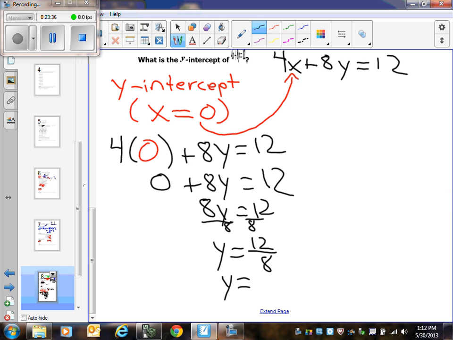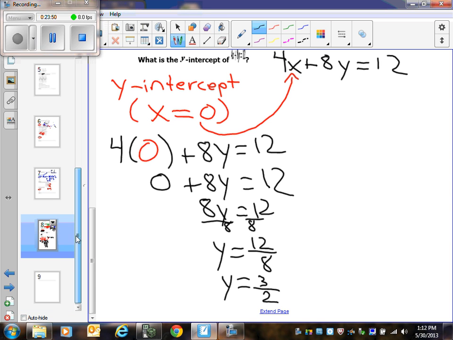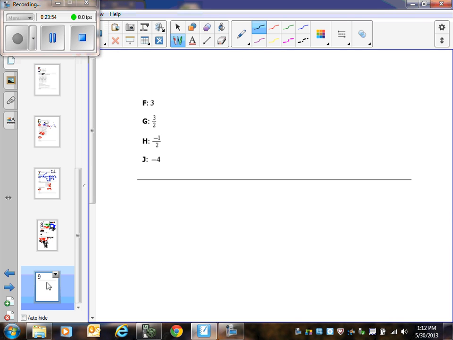Now chances are, I didn't look at the choices here, but I have a feeling they actually reduced this. So it looks like we could divide this by 4, divide this by 4. So it looks like our y-intercept is 3 over 2. Now let's just see, are the answer choices in fraction form, or are they in decimal form? So what was our answer again? Our answer was 3 over 2. So it looks like our answer is choice G.